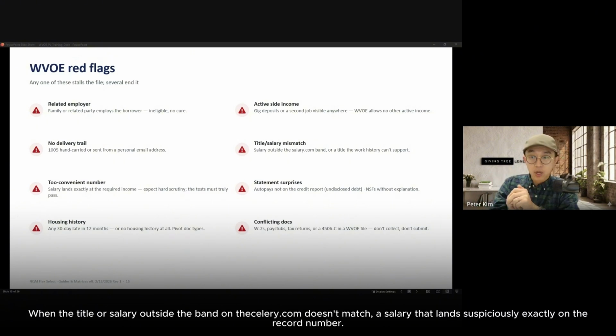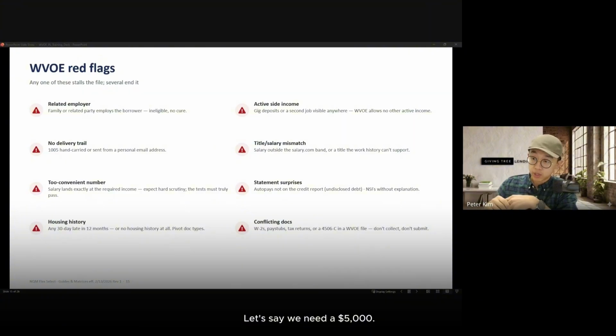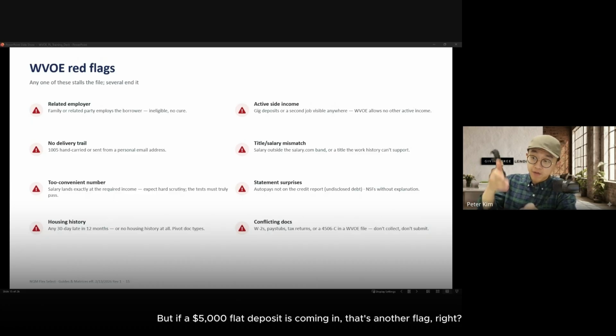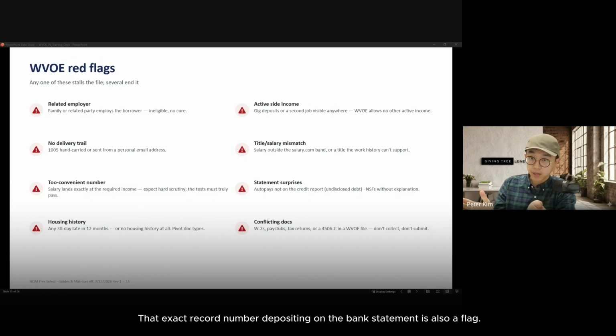When the title or salary outside the band on salary.com doesn't match, or a salary lands suspiciously exactly on the required number. Let's say we need $5,000. We have to calculate the after tax, so it should be something like $3,800. But if a $5,000 flat deposit is coming in, that's another flag, right? That exact required number depositing on the bank statement is also a flag. Underwriters notice it right away, and it's going to create another issue, right?